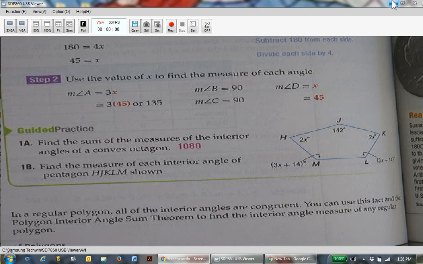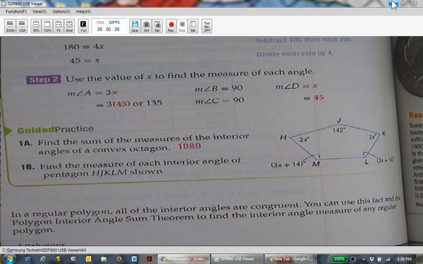So you got x. Let's check this out. You did 3x is equal to 540, right? So the trick is, you might want to see what each one is equal to. K is equal to 2x, right? L is equal to 3x plus 14. M is equal to 3x plus 14. H is equal to 540 for the entire thing.